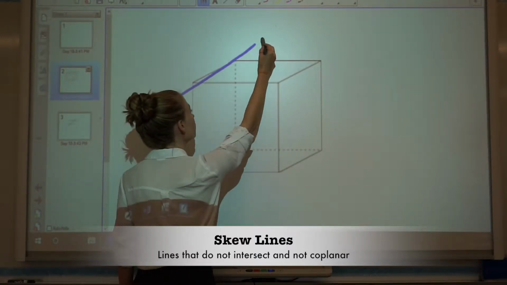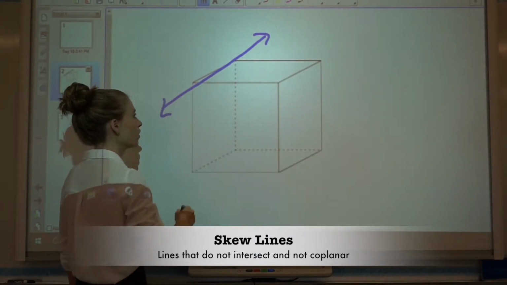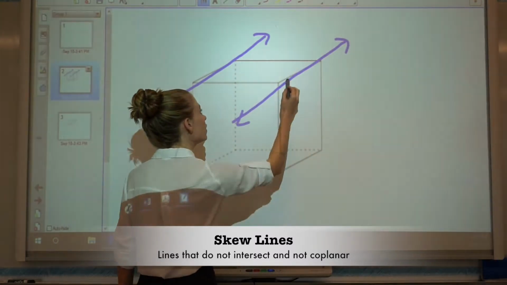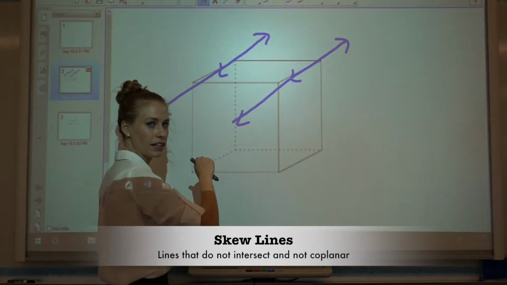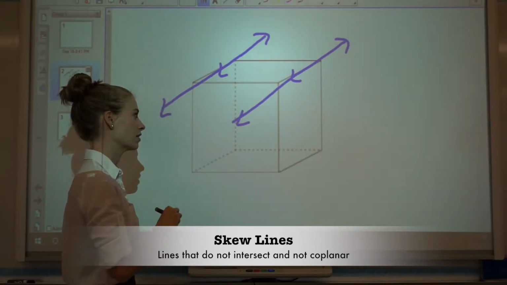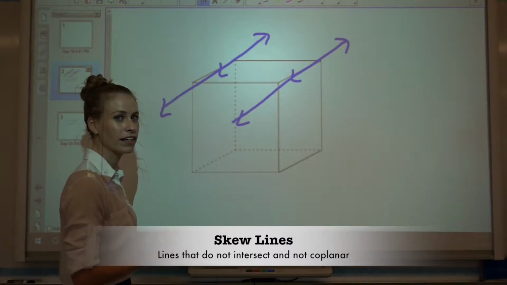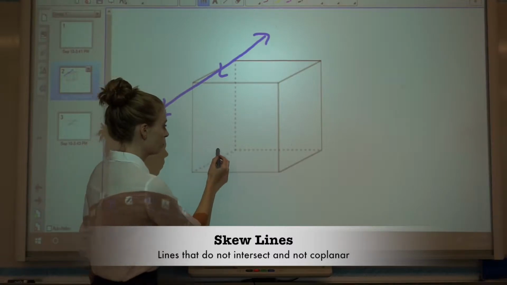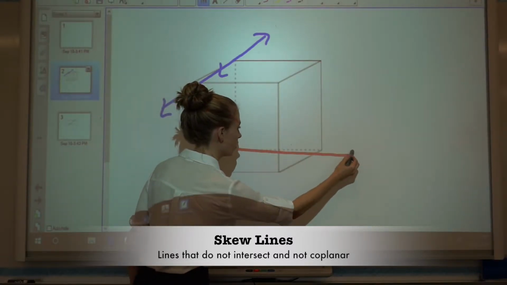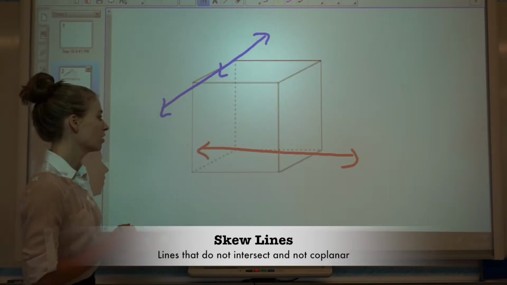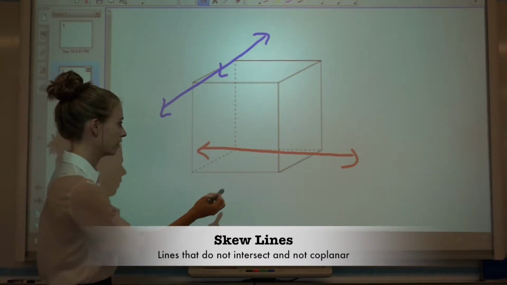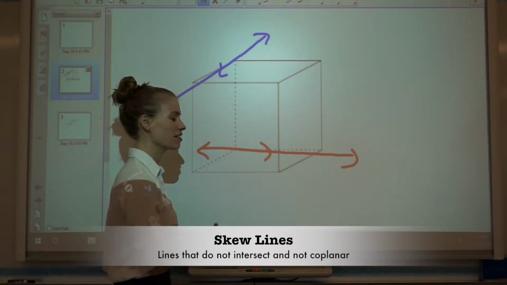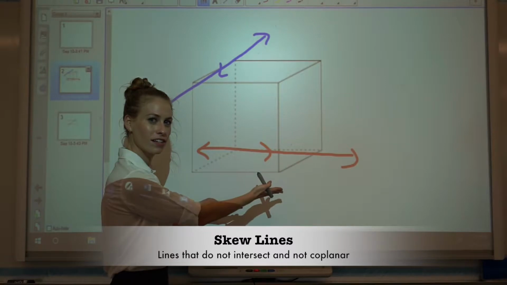So I can draw a line here. So parallel lines, these are on the same plane and they're not intersecting, but these aren't skew lines. So I need to find a line that's not on the same plane. So for example, these lines, hey, they're not intersecting, but they're also not on the same plane because they're skewed. So this is an example of skew lines.